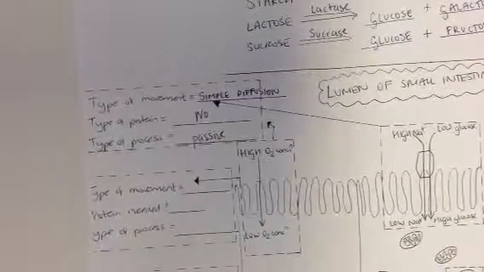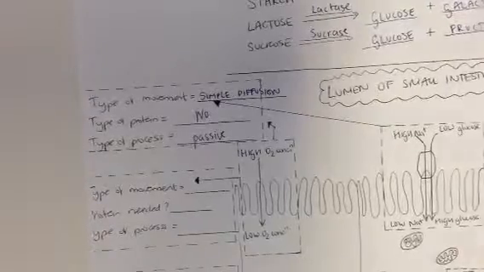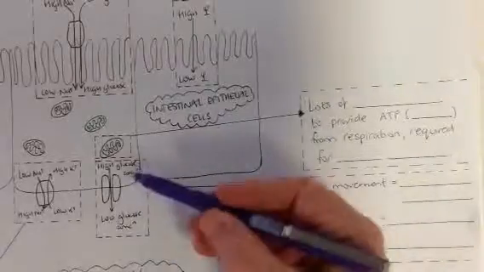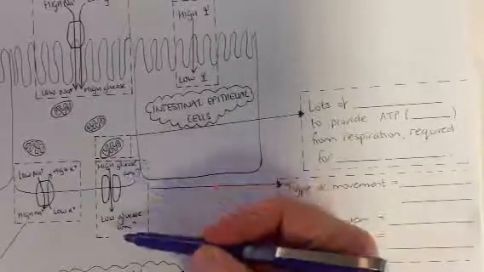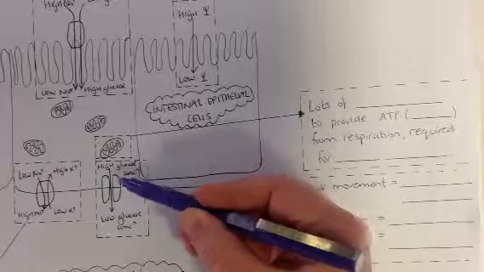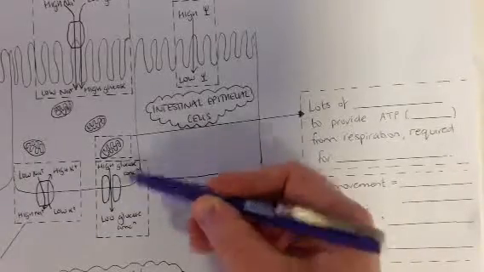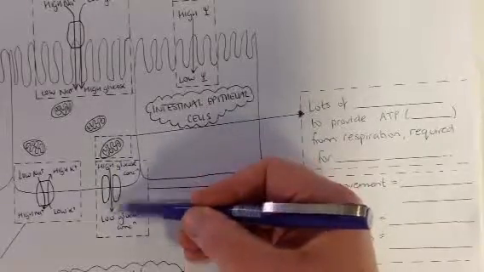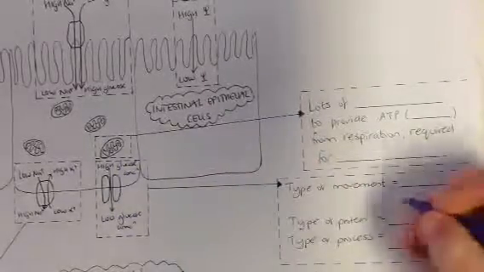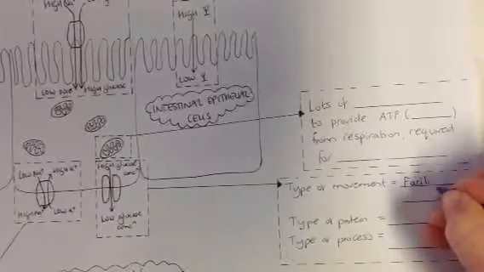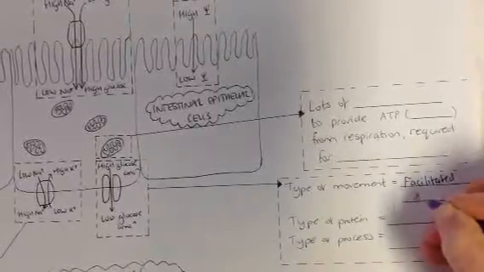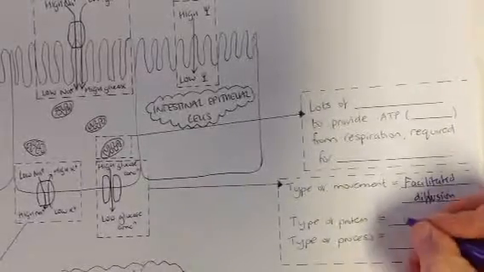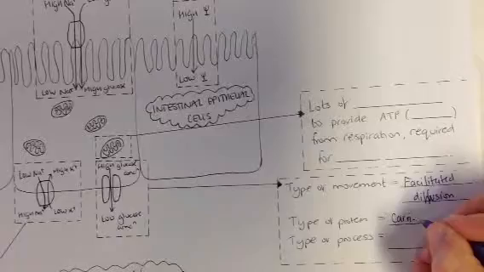So let's go to another fairly okay one down here. We've got a high glucose concentration going to a low glucose concentration. You'll see there is a protein involved. It is diffusion because it's going down a concentration gradient from high to low, but it needs to be facilitated by a protein. So the type of movement is facilitated diffusion. The type of protein is a carrier protein.